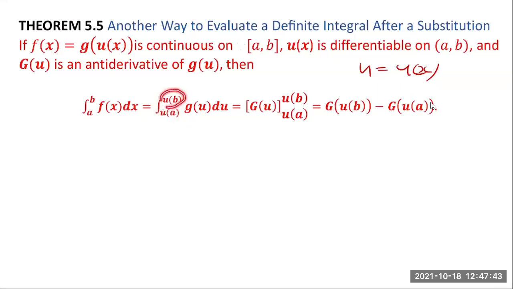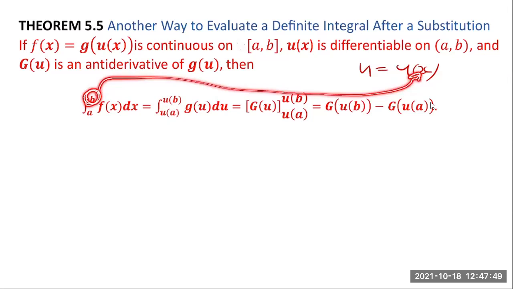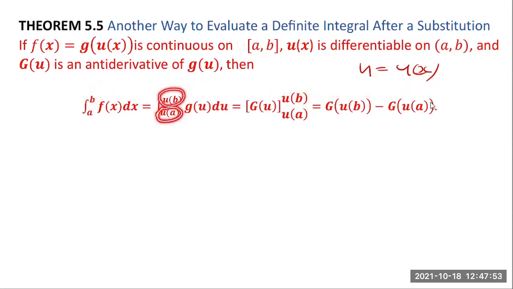Of course, you obtain this upper limit by plugging this x value in the function u. You get u of b. So now you have the limits for u. These are called u limits. Now you have the integration from u of a to u of b. Those are the u limits.